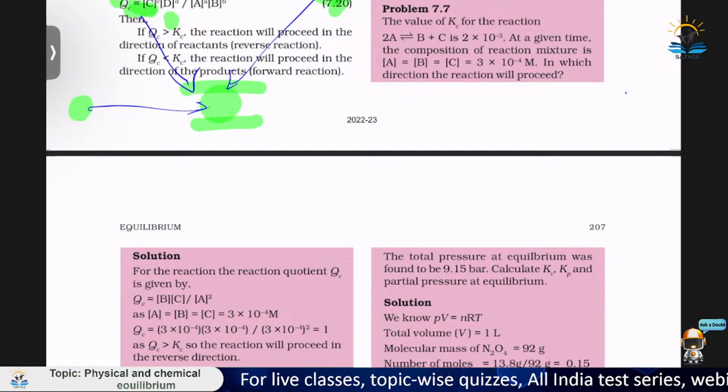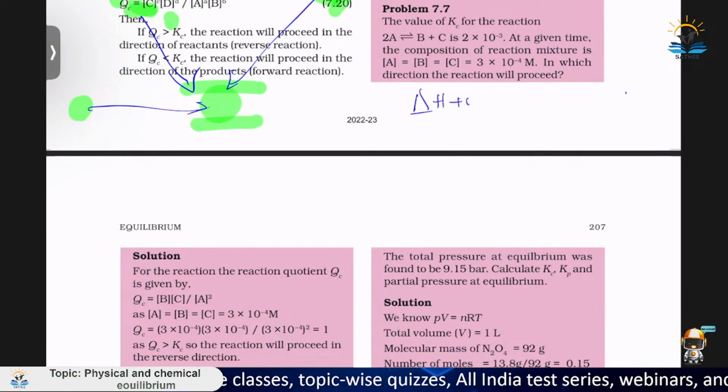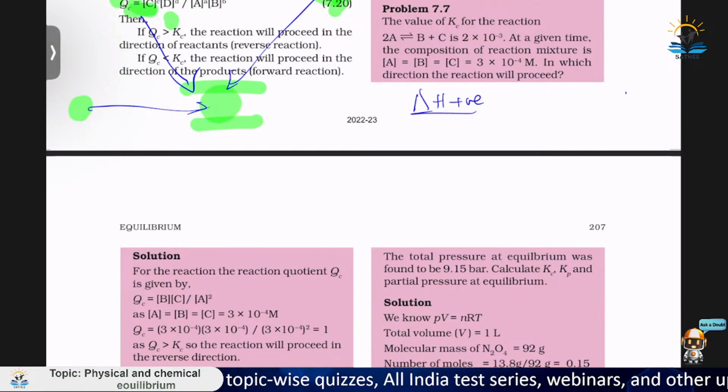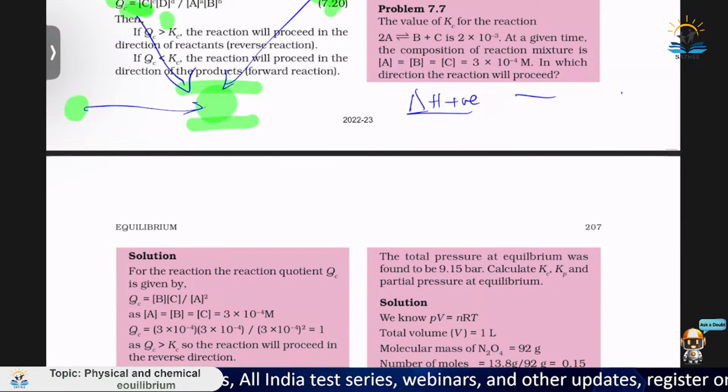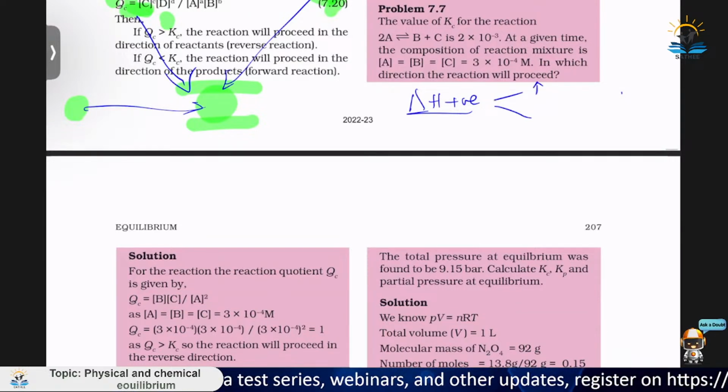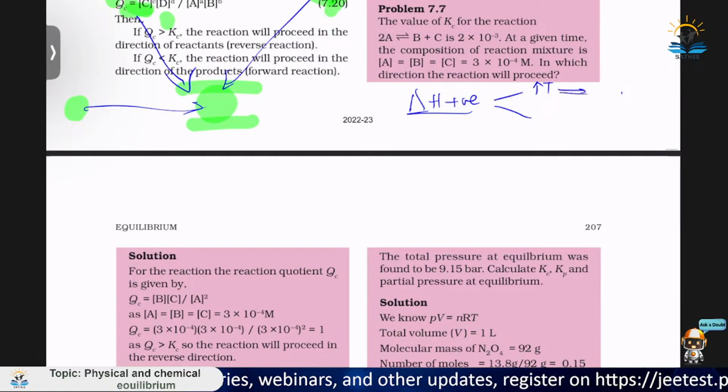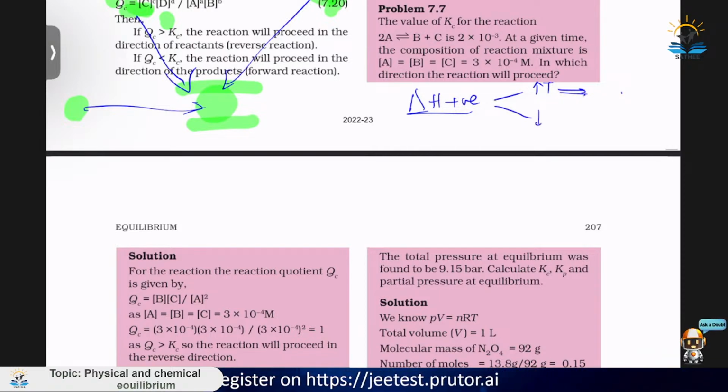Then we come to temperature. Suppose a reaction is endothermic, delta H is positive, which means it tends to absorb heat to go in the forward direction. So if a reaction is endothermic and you increase the temperature, what will happen? It will go in the forward direction, because in the forward direction it is endothermic. In the reverse direction, it is exothermic. So if an endothermic reaction is there and you are decreasing temperature, it will go in the reverse direction, because now it cannot absorb the heat, it has to give out the heat to reach equilibrium.